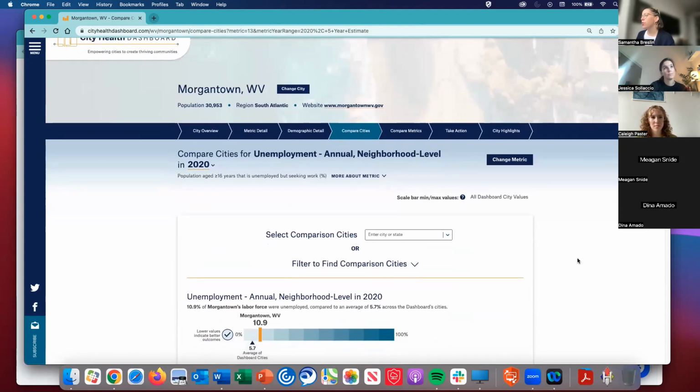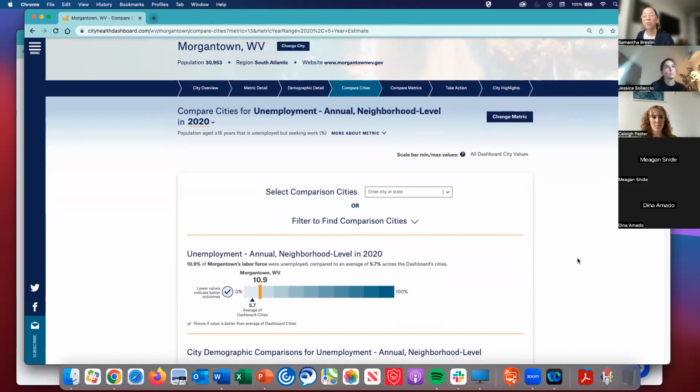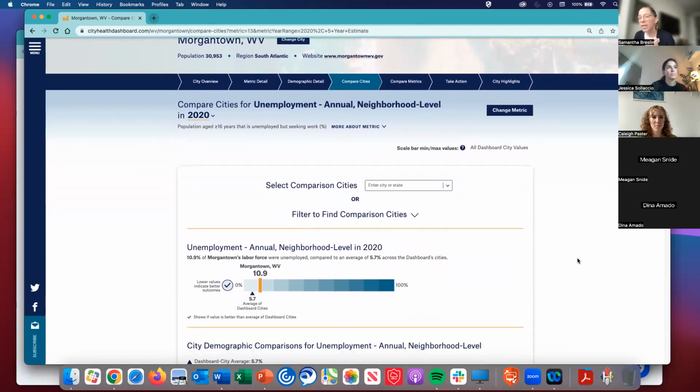The dashboard also allows users to compare their city, or whatever city they're working in, to other cities on the dashboard, because there's a lot that we can learn from other cities. When we're working with poverty or unemployment, there are already so many amazing programs and policies that other cities have put into place, and perhaps we want to learn from them. Perhaps we want to see what's worked in other places and figure out how we can make it work, or how we can implement something similar in our community.